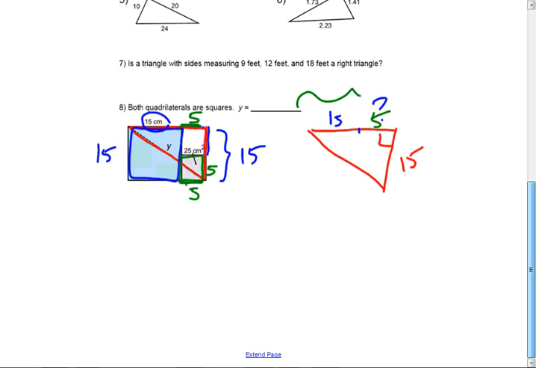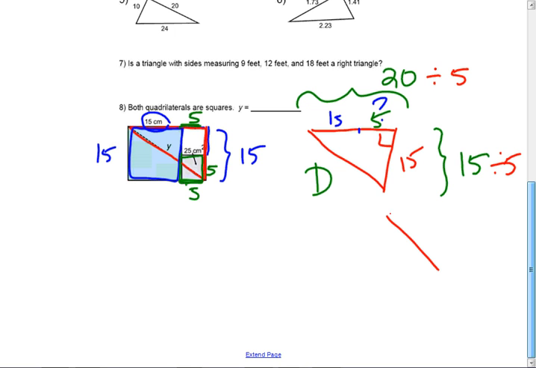So I get a triangle that's 20. This side's 15, and I want the diagonal. Now, it's a Pythagorean triple. How do I know? Divide 20 and 15 by a common factor. What goes into both 20 and 15? 5. So my triangle reduces. This new triangle would be 4 and 3. What would this side be? 5. Okay, I got to get back, though, to the original one.